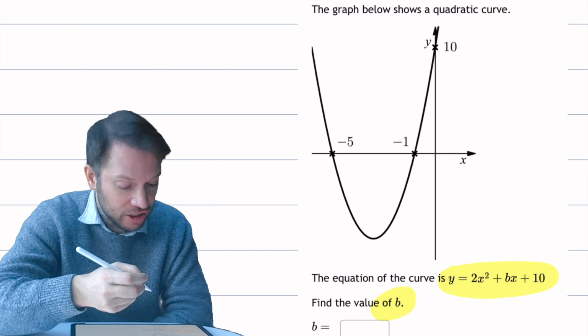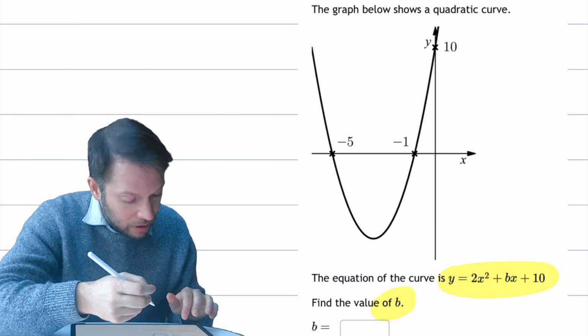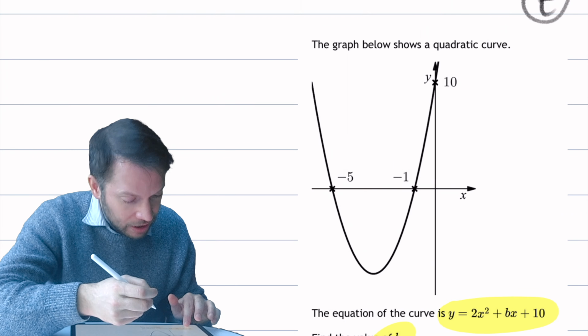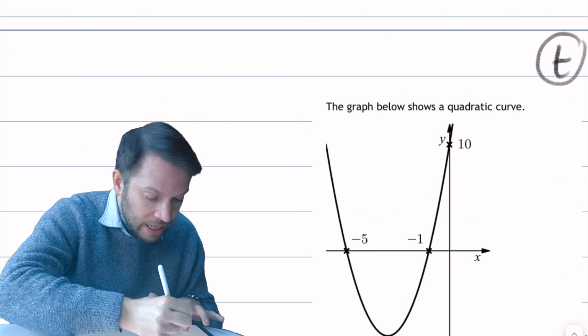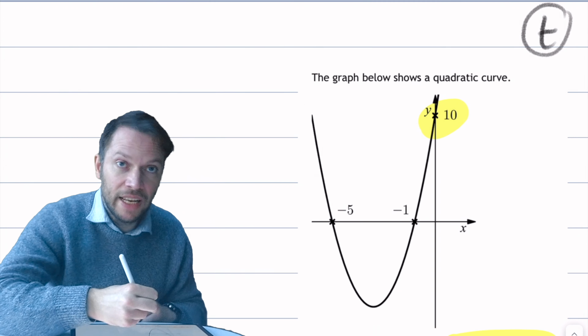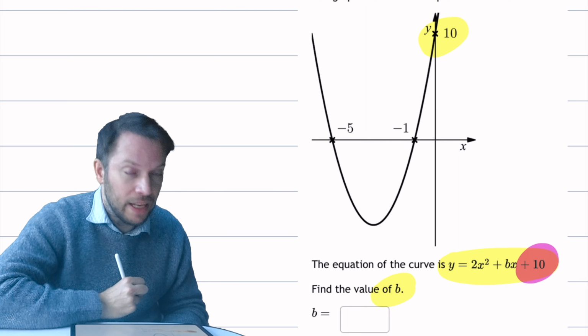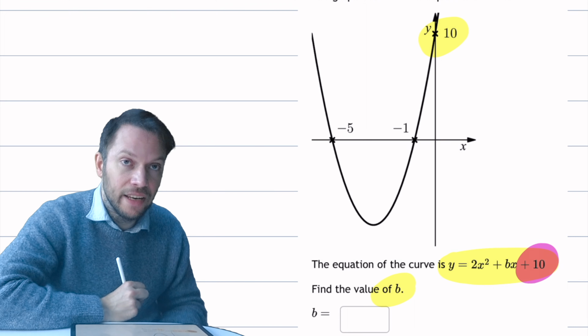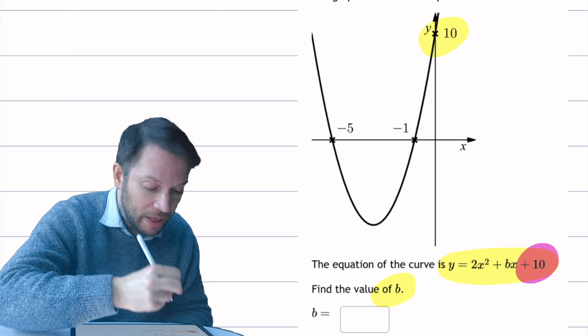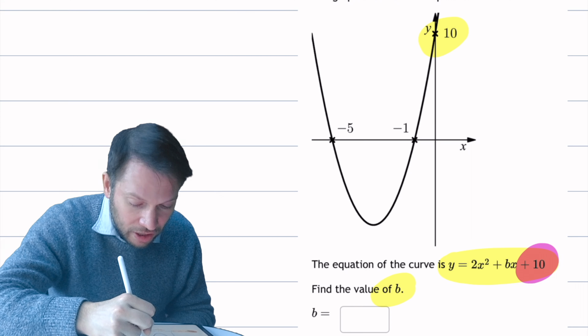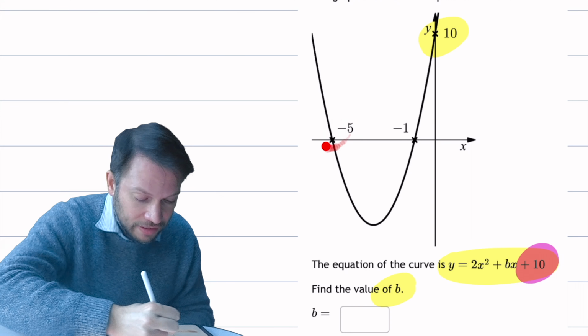It must obey the equation. Now, there's different ways of doing this. Substituting in the 10 here, the y-intercept of 10, is not going to be that helpful because we can already see that the constant term here in this quadratic equation is 10. So that's not going to give us any information. So what we could use, though, is these x-intercepts here.